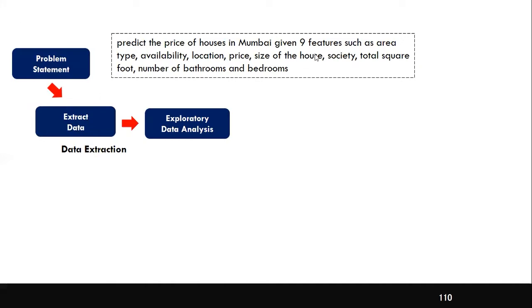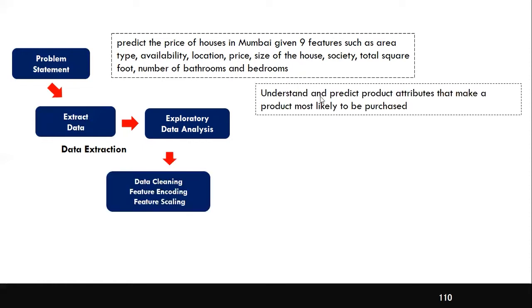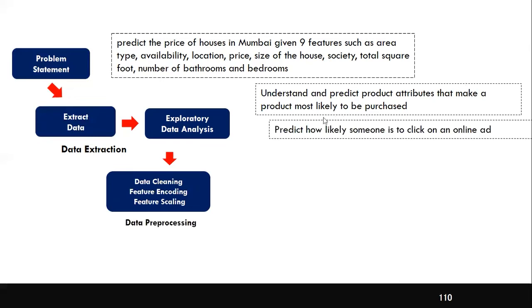As part of the problem statement, we define what we want to do, what the problem is, and why we need to initiate this project. This is the big picture. Basically, we want to predict the housing price in Mumbai. In some other cases, we want to understand and predict product attributes that make a product most likely to be purchased, that is, which factors drive selling a specific product more in the market. This is one of the requirements. In some other cases, it's how likely someone is to click on an online ad.